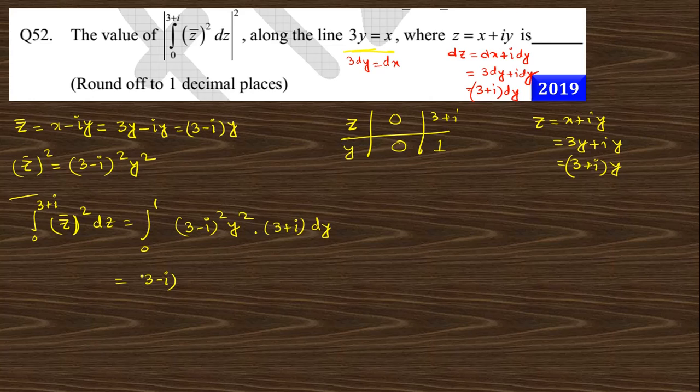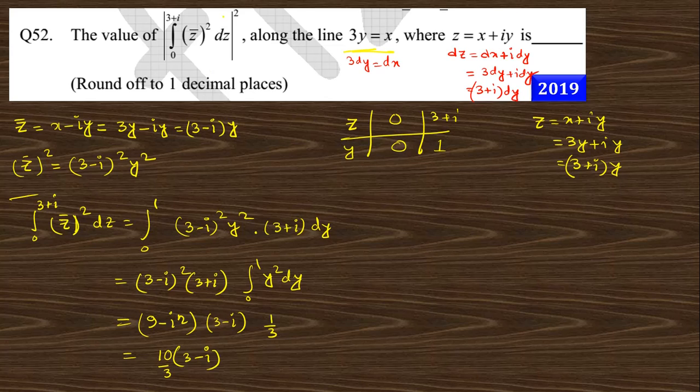integral 0 to 3 plus i of z bar squared dz, which can be written as 0 to 1 of (3 minus i) whole squared y squared, and dz is (3 plus i) dy. So we get (3 minus i) whole squared (3 plus i) integration 0 to 1 y squared dy. Take (3 minus i) into (3 plus i), that is 9 minus i squared, which is 10, and the other factor is 3 minus i, and the integral is y cubed by 3, that is 1/3. So this is 10 by 3 times (3 minus i), the value of this integral.